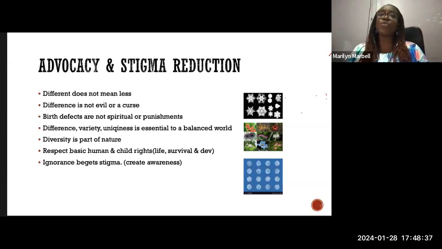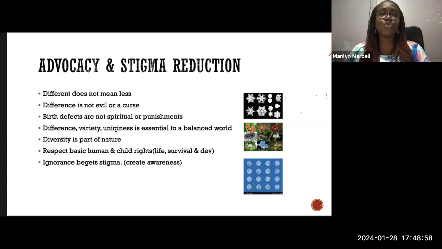Usually if you don't know, and we can't blame them, if you have heard that if somebody has this condition, it means that the spirits are at them. So you don't want your child to sit by them. You don't want your child to be in the same school as them. You don't want them to sit by you in church. It's because you don't know.